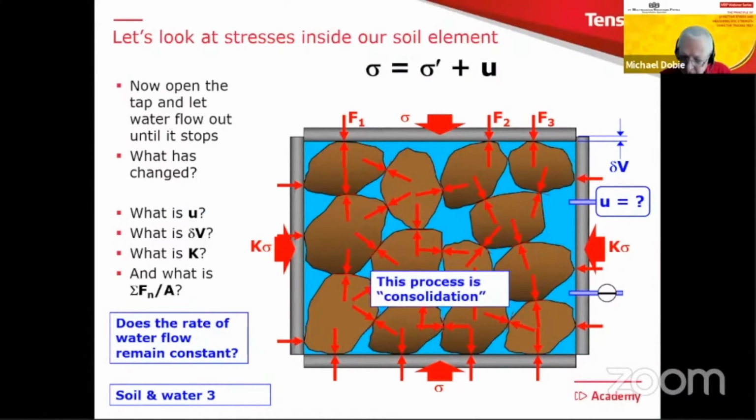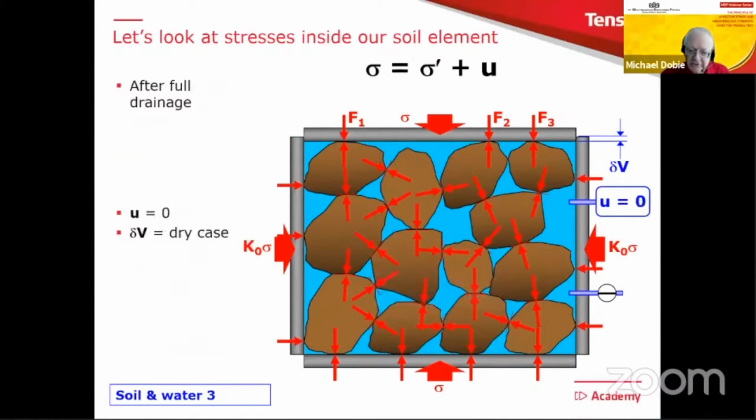Anyhow, this is the process that we call consolidation. And to answer the questions, U becomes 0. It has to, because we've opened our tap to the atmosphere, so that becomes 0. And delta V is therefore the same as in the dry case, because you have a compressibility based on the soil skeleton only, and K becomes K0 again. And the total stress becomes the same as the effective stress. This is all called soil and water number 3.